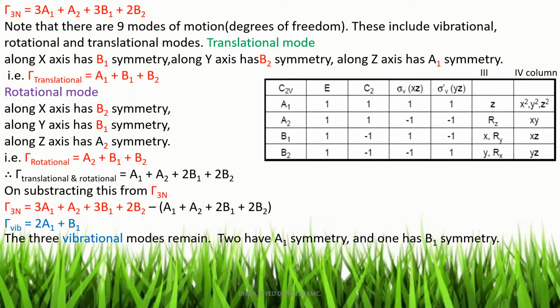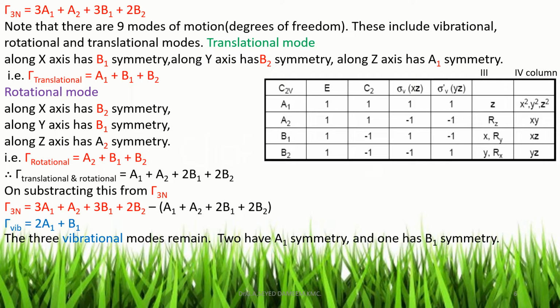Similarly, the rotational mode representation is also determined from the third column of the character table. The representation corresponding to Rx, the rotation about the x-axis, is B2, and the representation corresponding to Ry, the rotational mode about the y-axis, is B1. Similarly, along the z-axis, the rotation mode is A2. So gamma rotational is equal to A2 plus B1 plus B2. On adding these two, the translational and rotational mode representations, we get gamma translational plus rotational, equal to A1 plus A2 plus 2B1 plus 2B2.